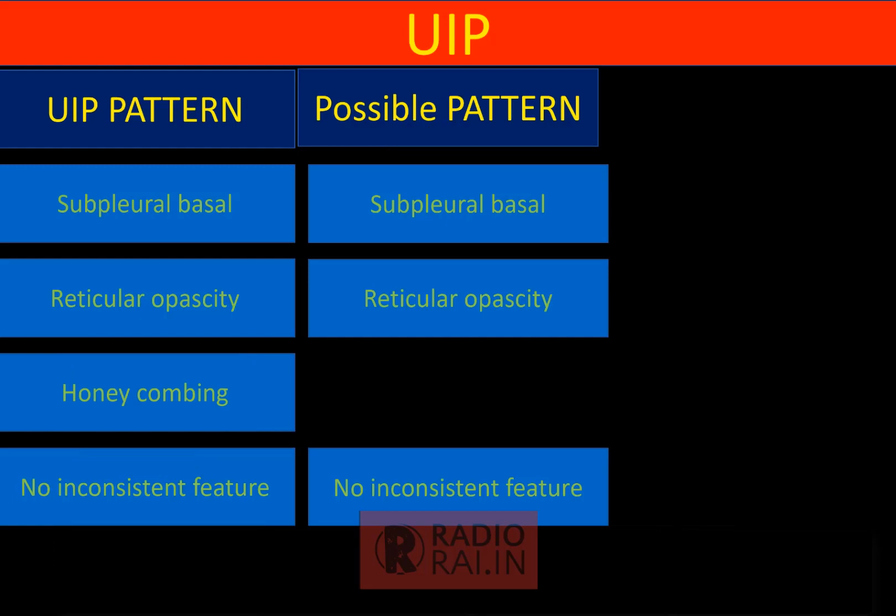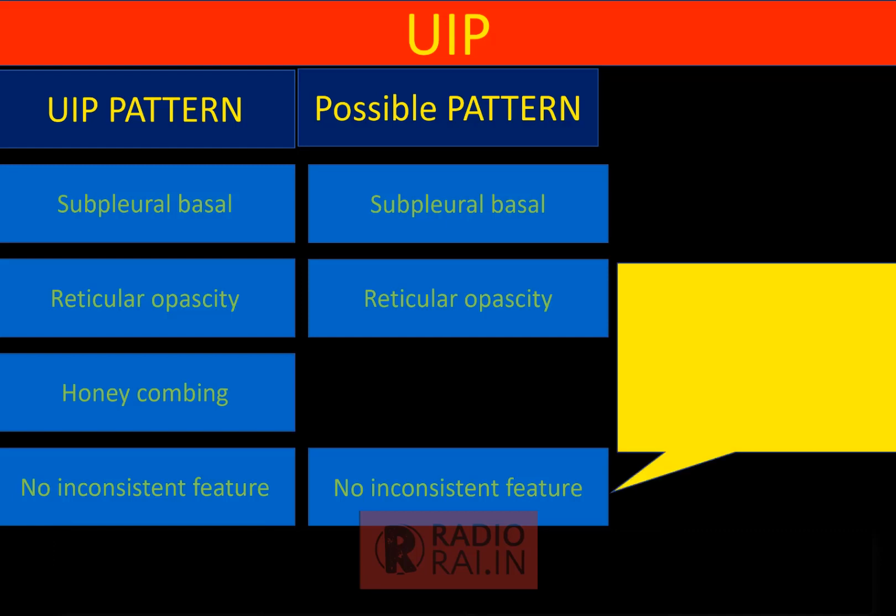just a possible UIP. And if there is no honeycombing, there should be a basal predominance, there should be reticular opacities, and reticular opacities are usually seen in all the interstitial lung diseases, so it is not specific for this, but basal predominance will make it specific. And we should have no inconsistent features. So what are these inconsistent features? Involvement of upper zone is an inconsistent feature. We need to have basal predominance.